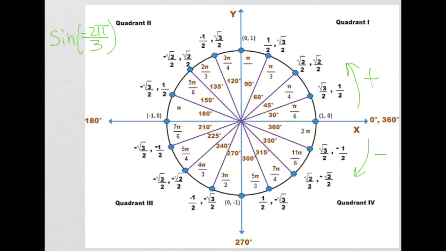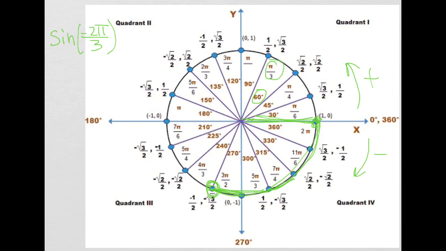But anyways, first off, figure out what that angle 2 pi over 3 is. We're talking about multiples of pi over 3, which is a 60-degree angle. So we just need to go in 60-degree increments clockwise. We always start from right here, and we go 1 pi over 3, 2 pi over 3, and we're there.